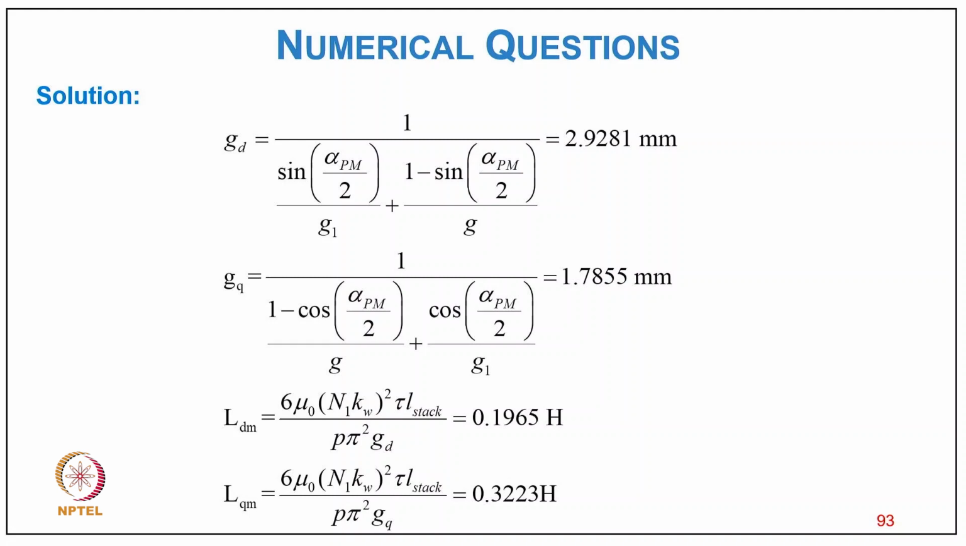Now GD equal to 1 upon sin alpha PM by 2 upon G1 plus 1 minus sin alpha PM by 2 here, that comes to 2.9281 millimeter, and GQ, that is 1 upon 1 minus cos alpha by 2 divided by G plus cos alpha by 2 divided by G1, that comes to 1.7855 millimeter.